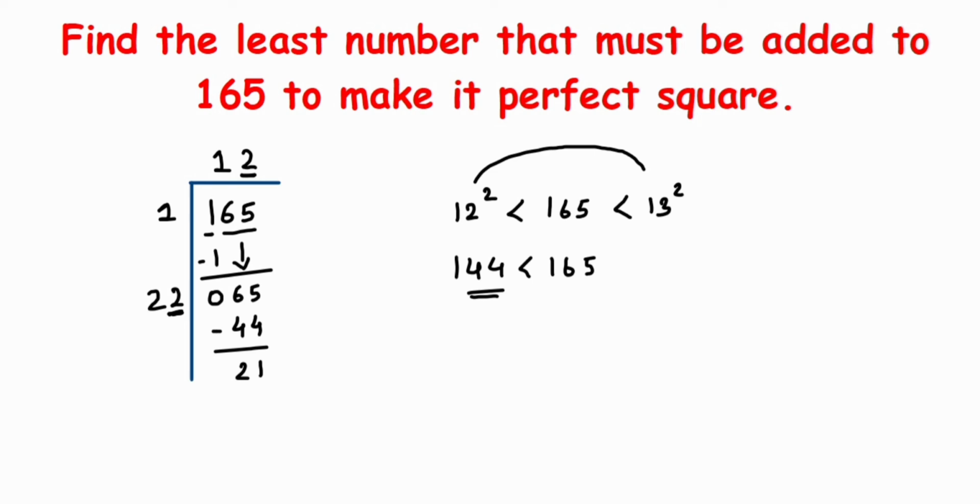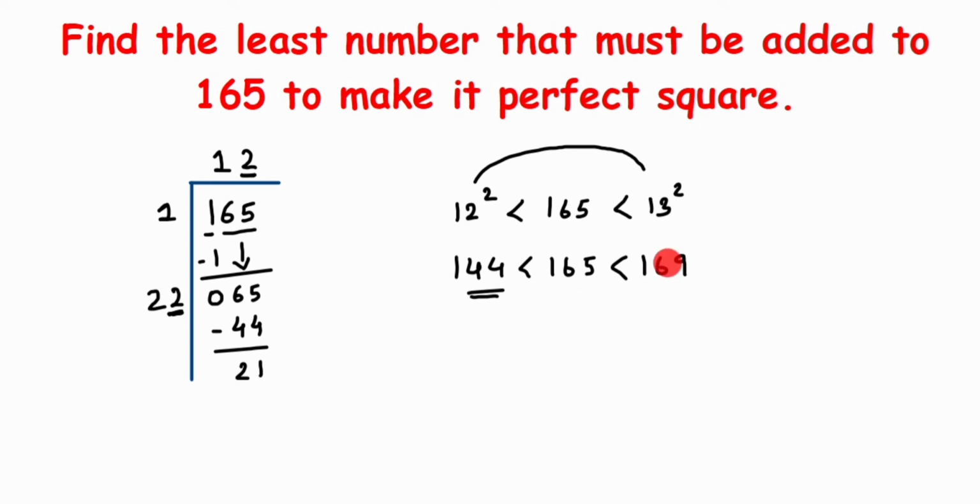Yes, so it's very simple. Whatever you got in the quotient, we got 12, you take the next number, that is nothing but 13. So 13 square is 169. I'm going to explain once again. We got 12 in the quotient and 12 square is 144. In the question we got the number 165, that is greater than 144. 144 is already a perfect square. The next perfect square after 144 will be 169, that is 13 square.